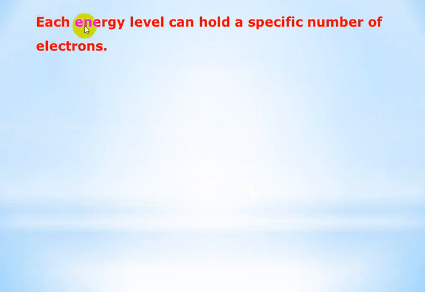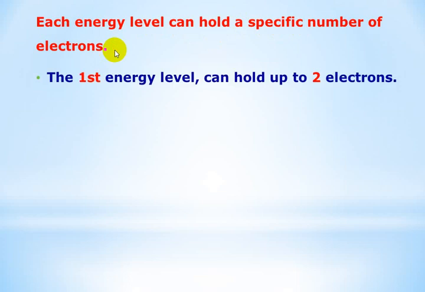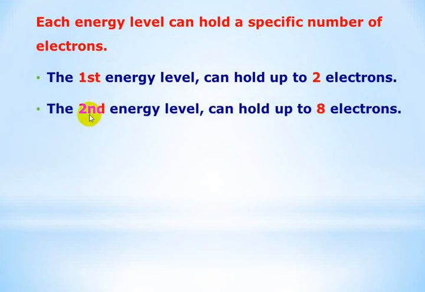In the Bohr model, each energy level can hold a specific number of electrons. For example, the first energy level can hold up to 2 electrons, so it can have 1 or 2 electrons. The second energy level can hold up to 8 electrons, so it can take 1, 2, 3, and so on, till the maximum of 8 electrons. And the third and the fourth can hold different numbers of electrons.